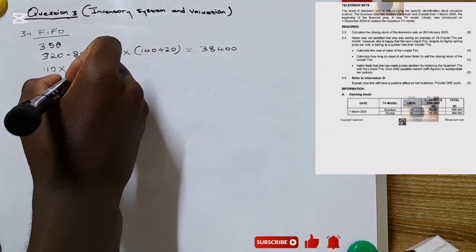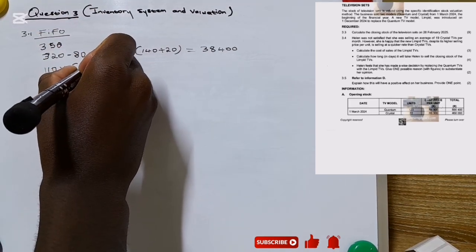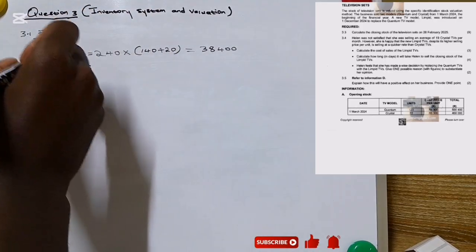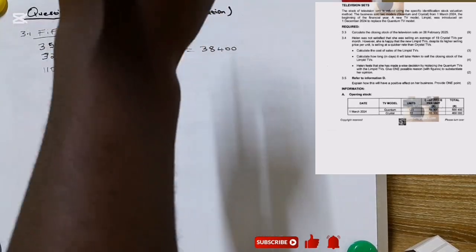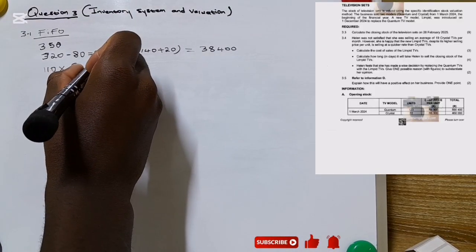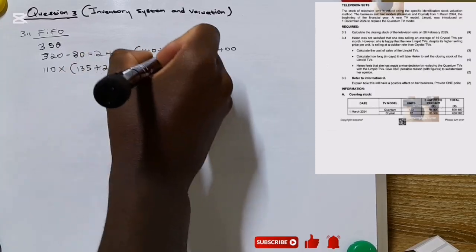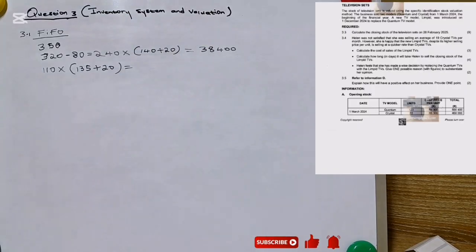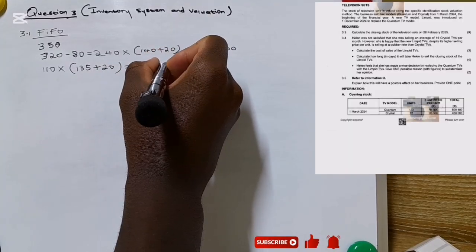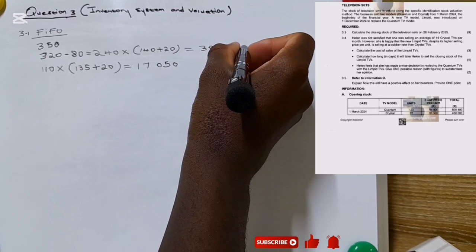We are going to use how much? 135. Remember, this is the unit price for September. But using 110 units, we won't use 380. Then you do not forget carriage on purchases. Then you say plus 20. You close the bracket, which is going to give us how much? 17,050.